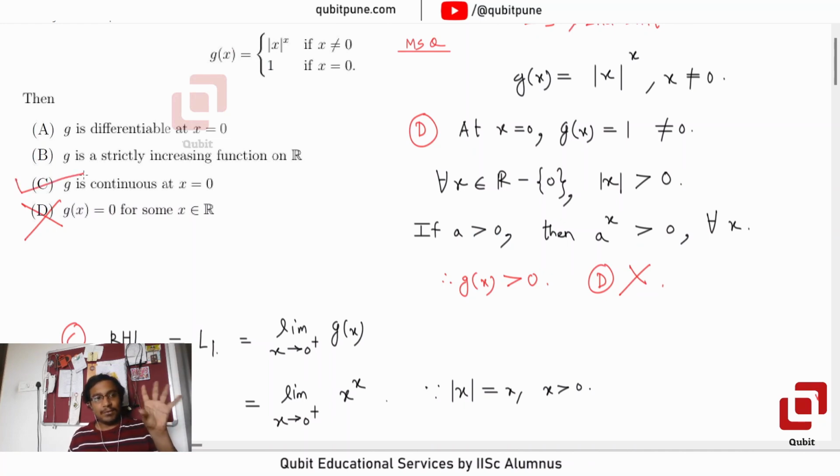Okay, so have you understood how we concluded that C is right? Yes? Okay. Now between A and B, let us go with A now, because suppose if we find that G is not differentiable at 0, then there is no question of it being strictly increasing and all that stuff. Okay, let's go for A, which says G is differentiable at 0.